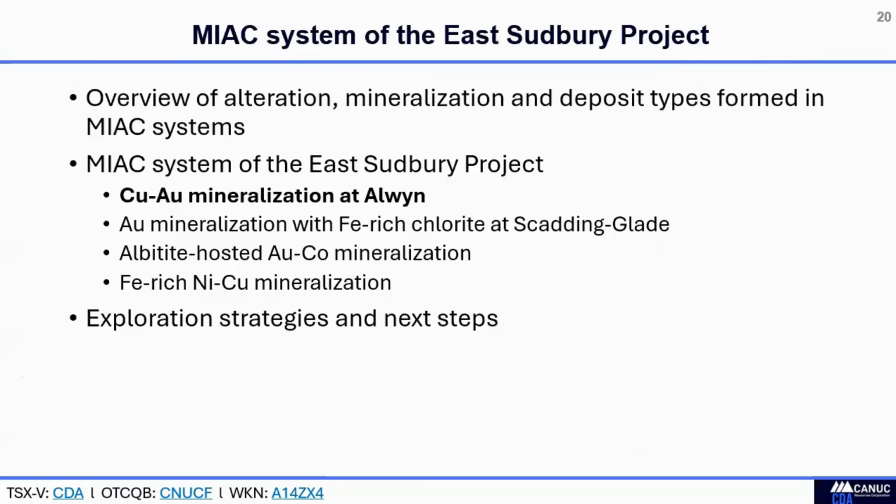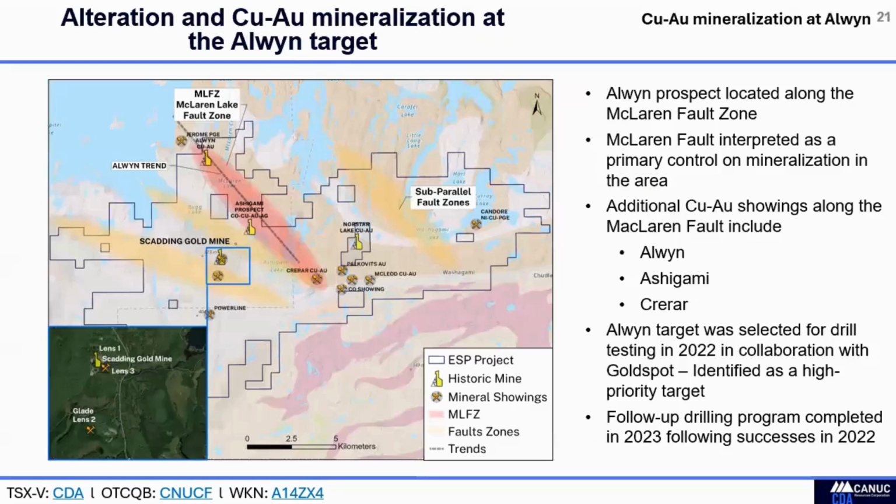And you start looking at some of the mineralization that we have in the Sudbury project, and frame it within the MIC context. So if we look first at Alwyn, the Alwyn prospect is located at the northern end of the McLaren Lake Fault just before it goes under Lake Wanapitec. And the McLaren Fault is interpreted to be the main structural control on that zone of mineralization. There's a couple of additional copper gold showings along the McLaren Lake Fault that include the Igami copper gold prospect and the Carrera showing, which is located at the southern end of the trend, before the McLaren Fault is probably rotated and then transposed in Grenvillian deformation as it moves closer to the Grenville Front.